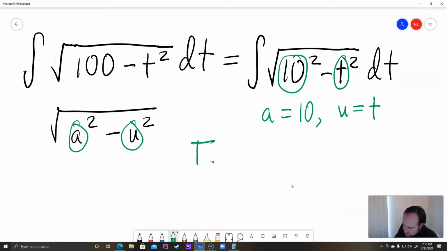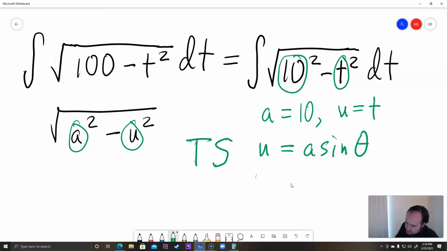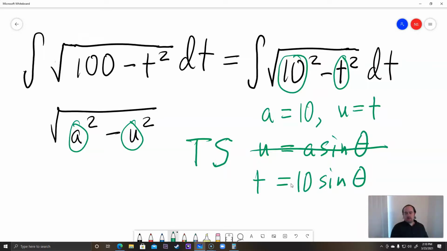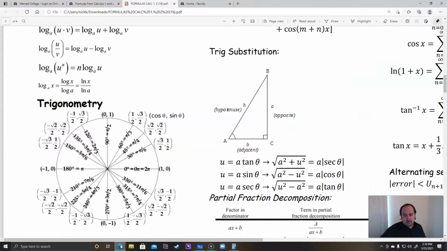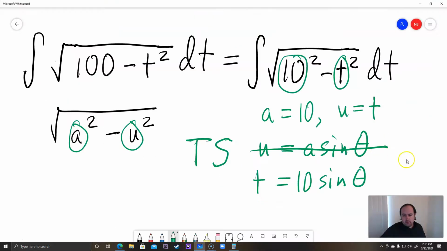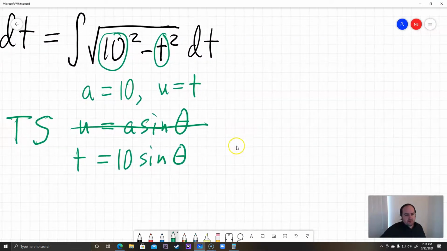Okay, so our trig substitution, I'll just write TS for trig substitution. Here we're going to be doing u equals a sine of theta. So in this case we have t equals 10 sine of theta. So I cross out the one that says u because we're not doing a u substitution here, even though that's what it looks like in the formula sheet. So t equals 10 sine of theta. That's this one. All right, and then we go from there and we just try to figure everything out.